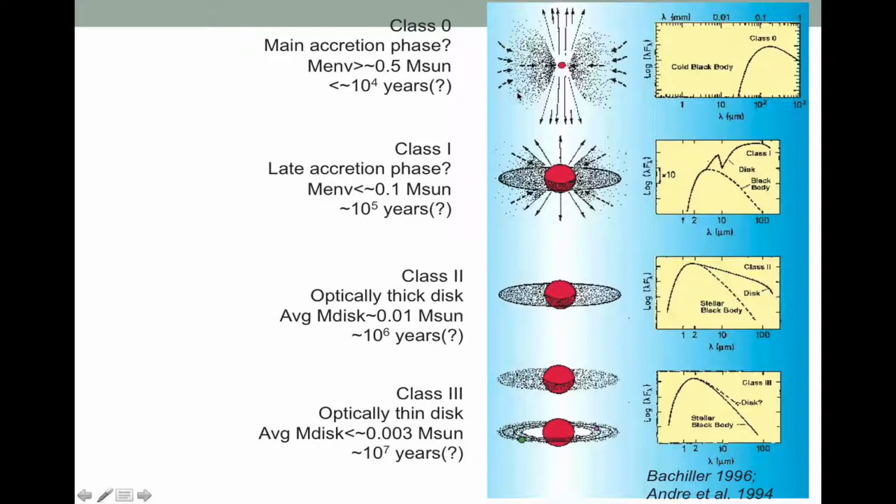For the most embedded things, any energy given off by that central object as it's condensing is masked, is enrobed, is reprocessed by the cocoon of matter around it. So it looks to those of us outside like a cold black body where the peak is at 20 microns or so. Now, a little bit older, you've dispersed some of the cocoon, you have more central mass, you have a big disk, but you also have remnants of the cocoon.